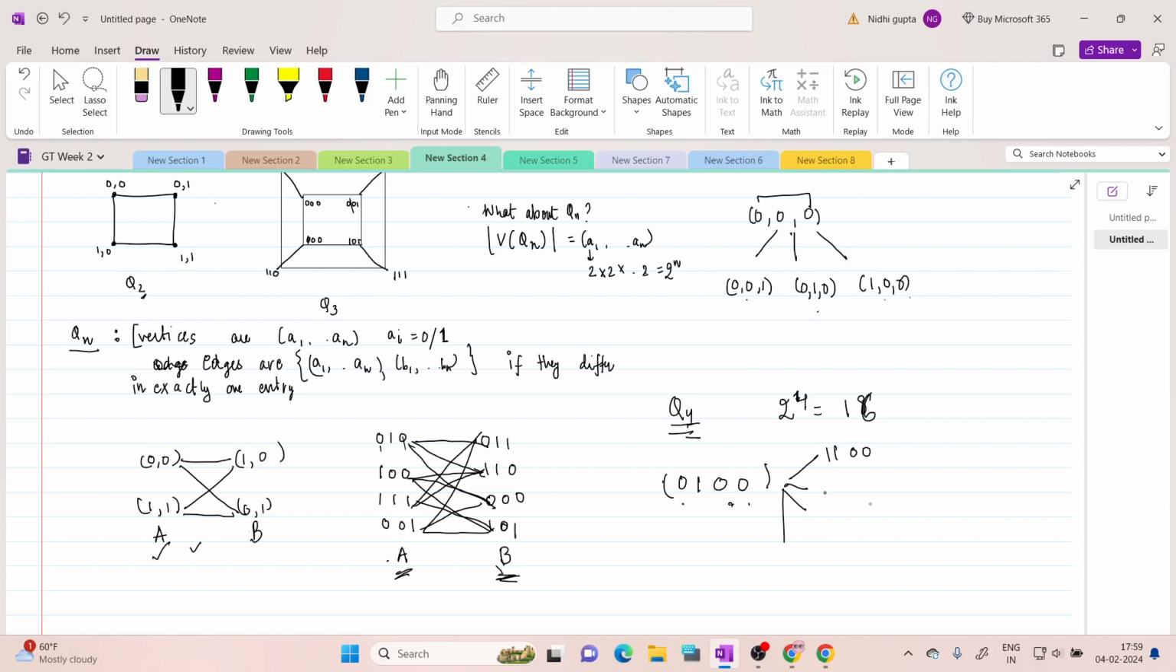Then 0, 1, 1, 0. Yes. So he first changed the first entry, then he changed the third entry. Then next 0, 1, 0, 1, the last one. And for the second one, we can also change the third entry, or the second entry. So now here also, this has an odd number of zeros, but the vertices that it is adjacent to have an even number of zeros.